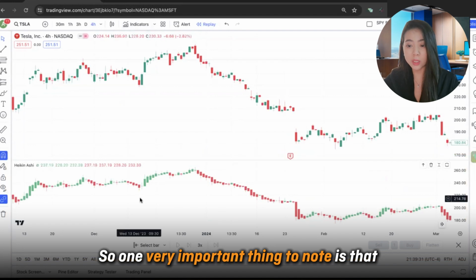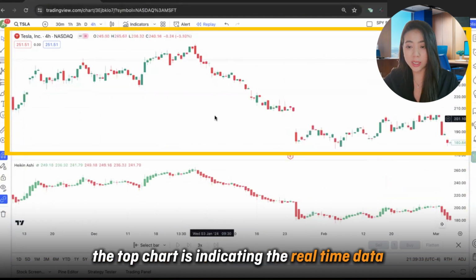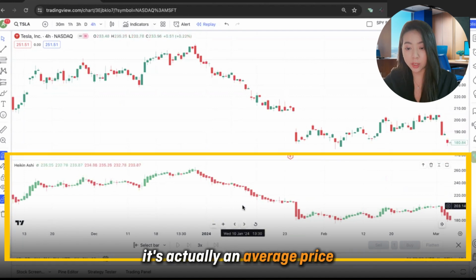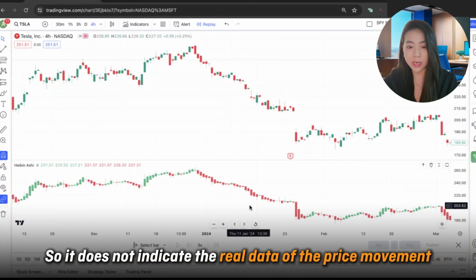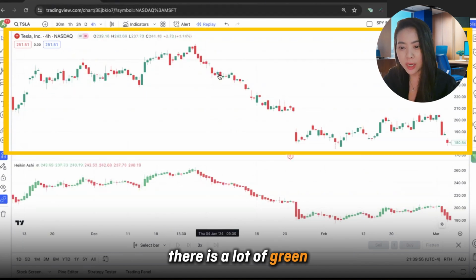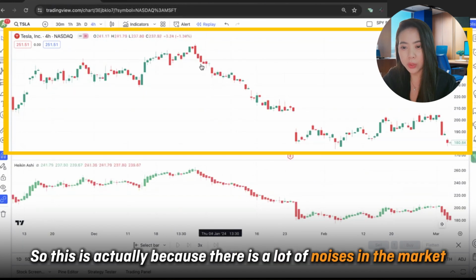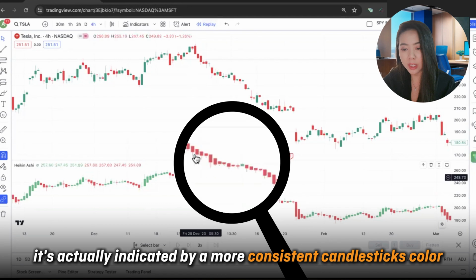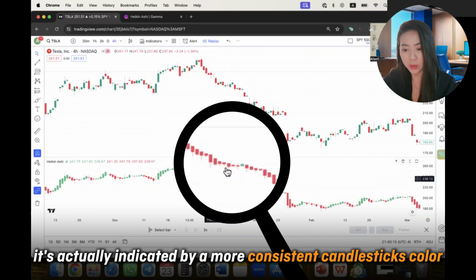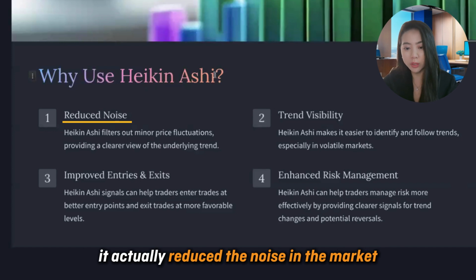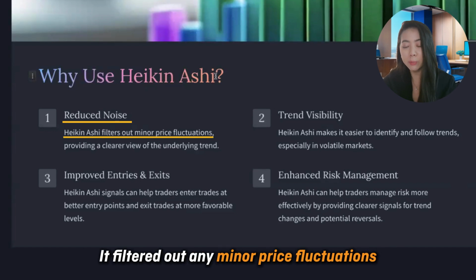One very important thing to note is that the top chart is indicating the real-time data, whereas for Heikin Ashi, it's actually an average price. So it does not indicate the real data of the price movement. As you can see, on the top chart, there is a lot of green, there's a lot of red candlesticks. This is actually because there is a lot of noise in the market. And if you refer to the same time frame while using the Heikin Ashi, it's indicated by more consistent candlestick colors. So the good thing about using Heikin Ashi is that it reduces the noise in the market. It filters out any minor price fluctuations.